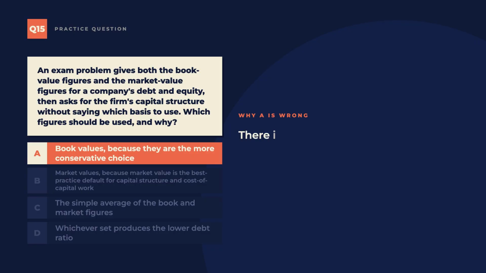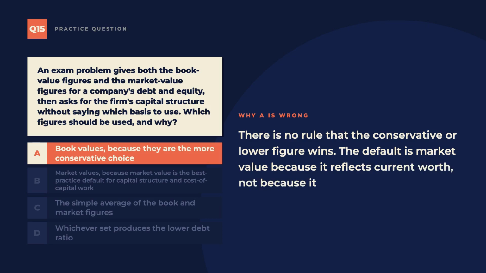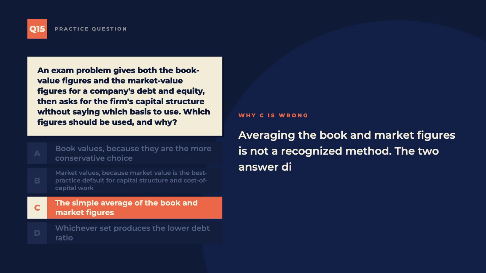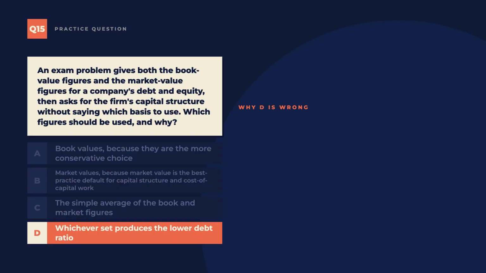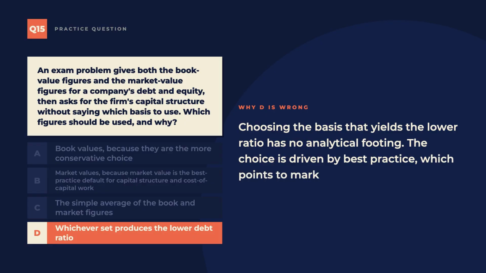A is wrong because there is no rule that the conservative or lower figure wins. The default is market value because it reflects current worth, not because it is cautious. C is wrong because averaging the book and market figures is not a recognized method. The two answer different questions, and market value is the one used for decisions. D is wrong because choosing the basis that yields the lower ratio has no analytical footing. The choice is driven by best practice, which points to market value regardless of which ratio is lower.